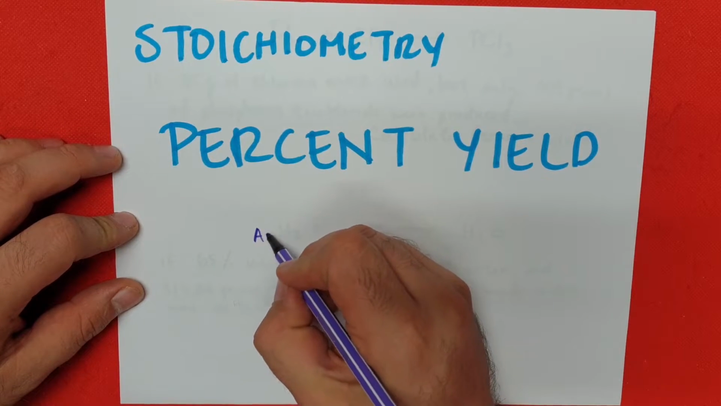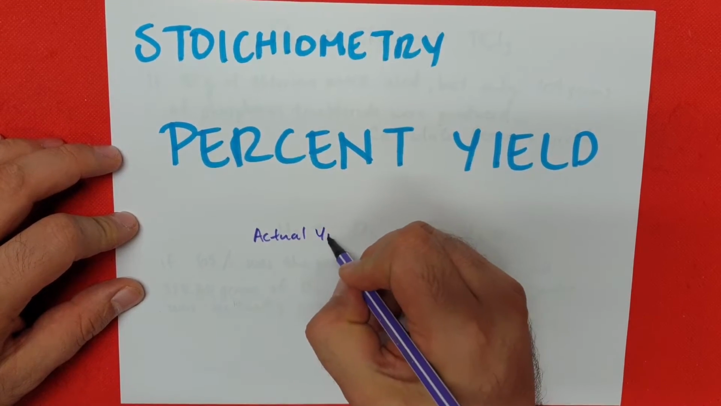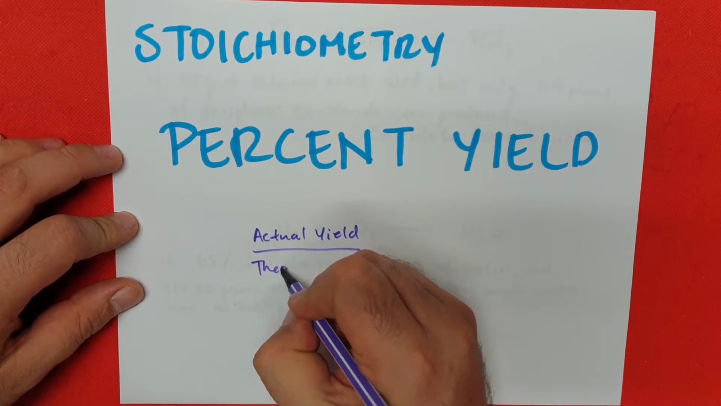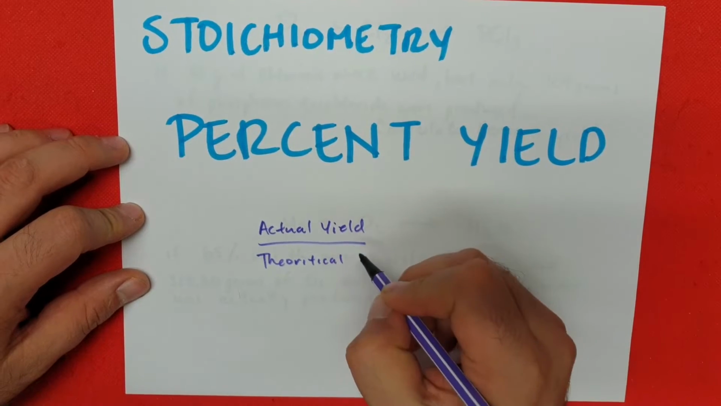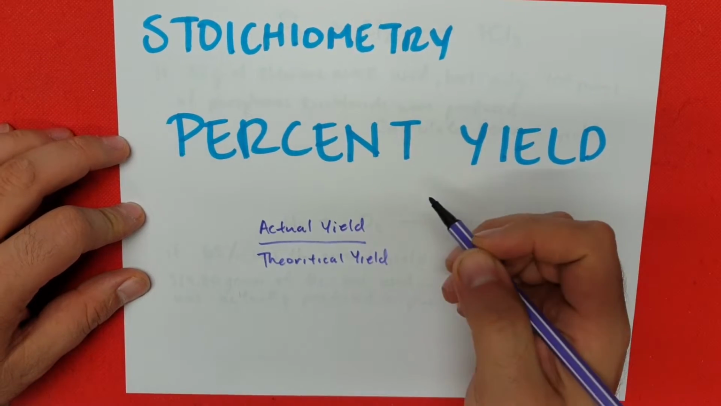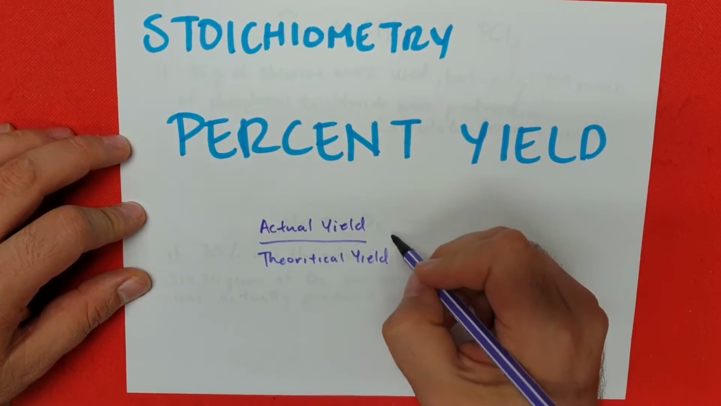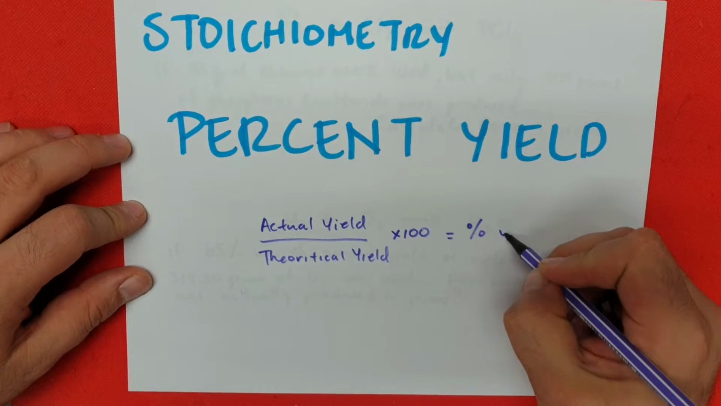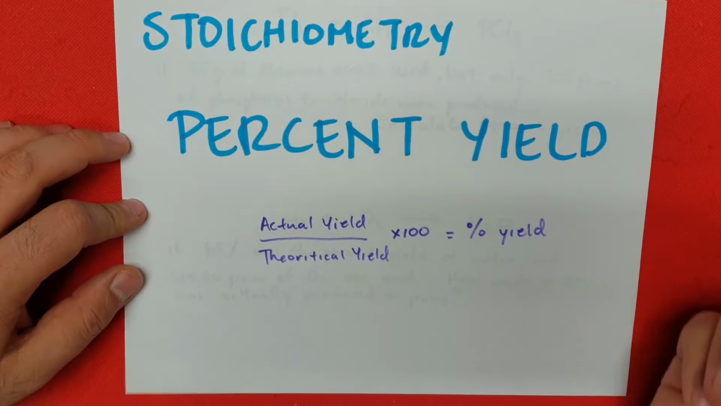We take the actual yield, which is what we're actually going to get, and we divide it by the theoretical yield, which we're going to calculate from a stoichiometry problem or reaction, times 100 is going to be equal to percent yield, which of course is going to be unitless.